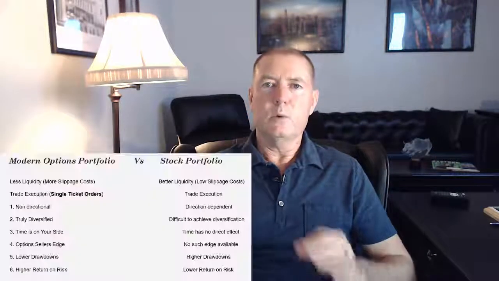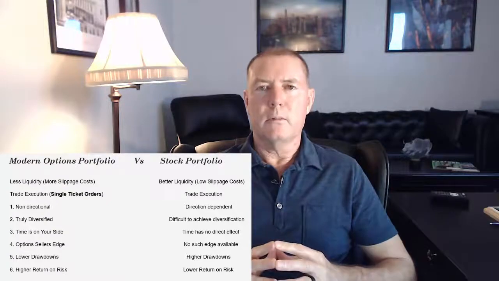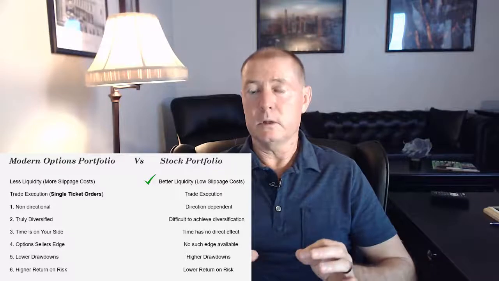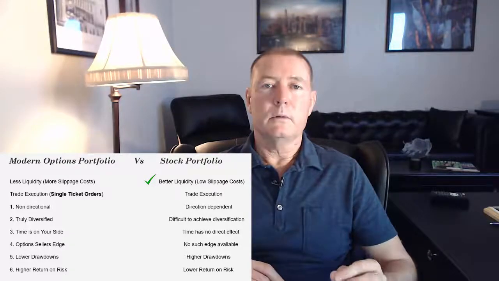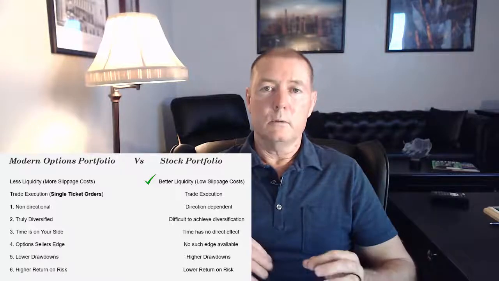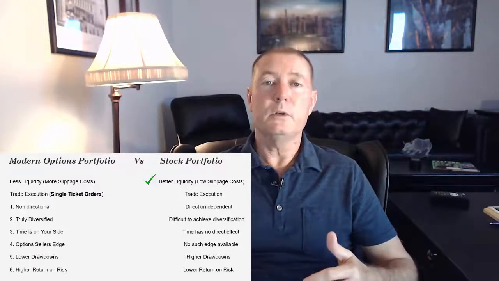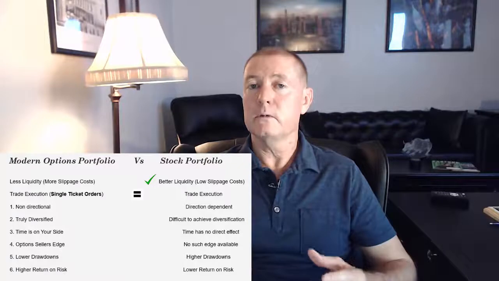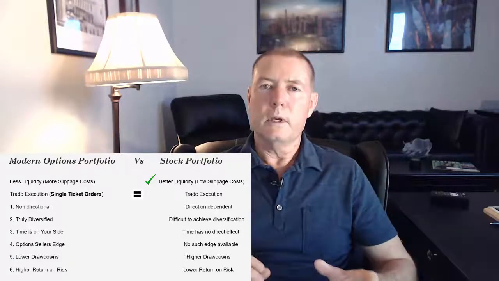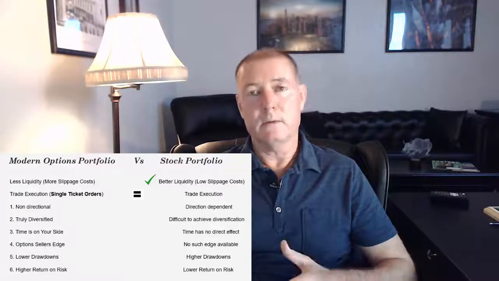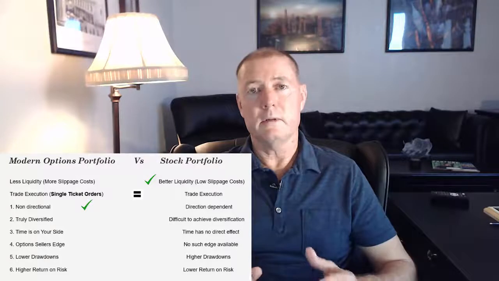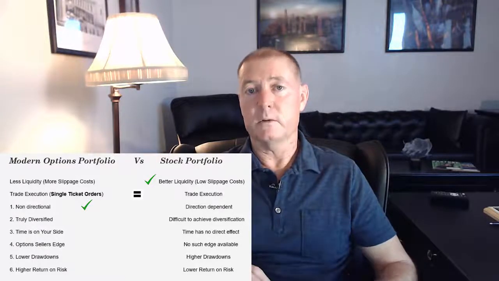Okay, so just to recap, lesson number 1 was about liquidity, and stocks take the edge when it comes to liquidity over options. Lesson number 2 was about trade execution. And if you play your cards right with options, you can level the playing field when it comes to trade execution with stocks and options. Number 3 had to do with direction. If you don't have to choose a direction, as with a modern options portfolio, you definitely give the edge to the options portfolio there.